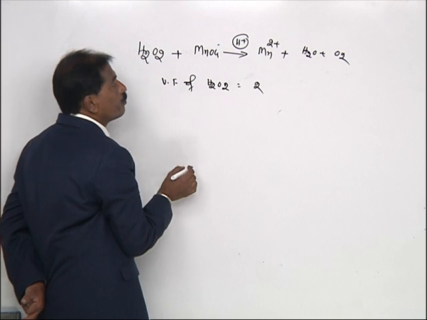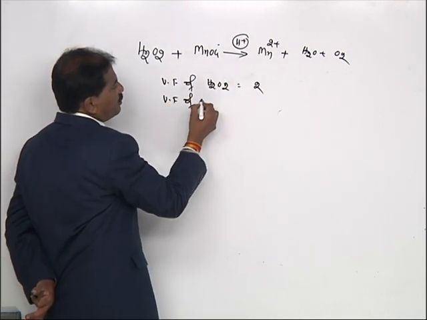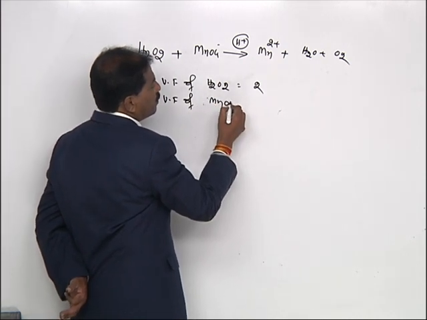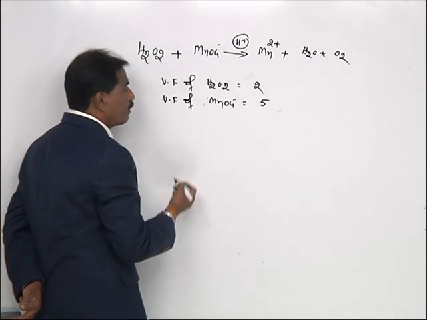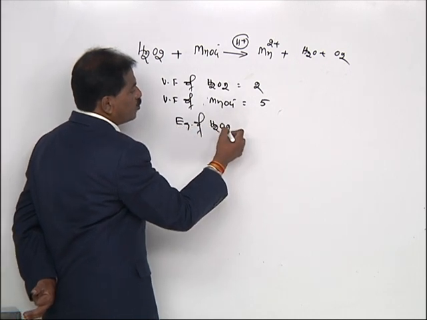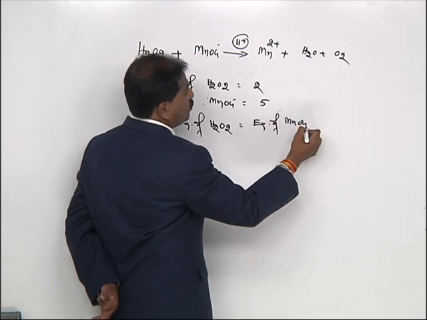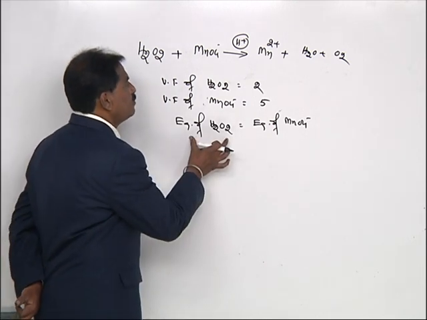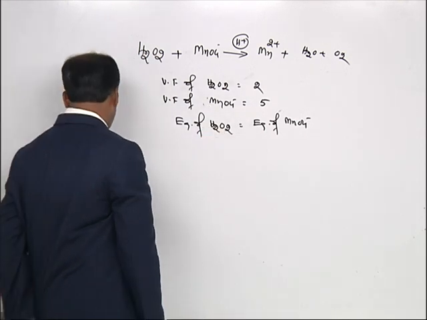Since the reaction is taking place in acidic medium, the valence factor of MnO4 minus is 5. Therefore, equivalence of H2O2 is equal to equivalence of MnO4 minus. In place of equivalence, we can use any formula for H2O2 as well as any formula for MnO4 minus.